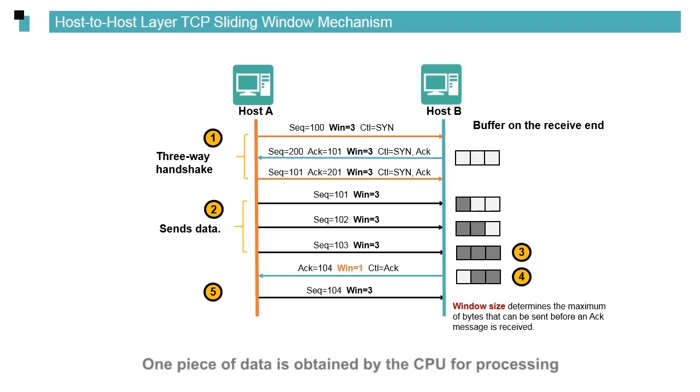One piece of data is obtained by the CPU for processing. Device B sends device A an acknowledgement message to confirm the last received message with sequence number 103. The acknowledgement message carries the acknowledgement field of 104 and the window field of 1. Value 1 indicates that device B has a single buffer unit available.